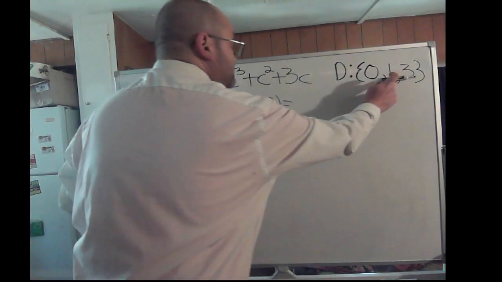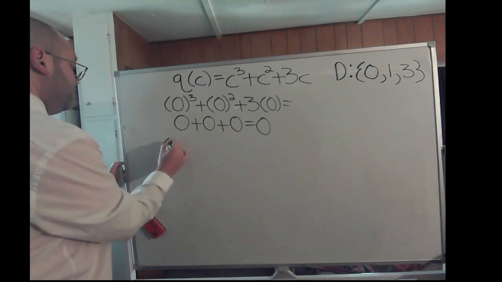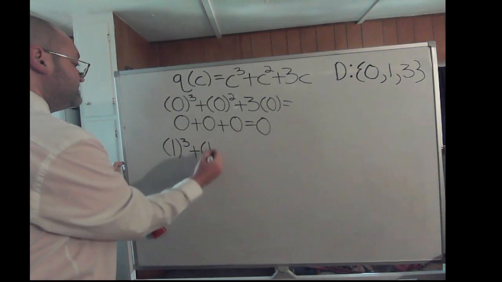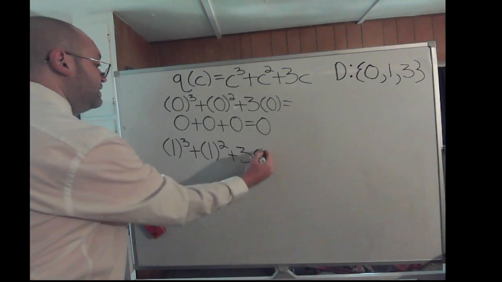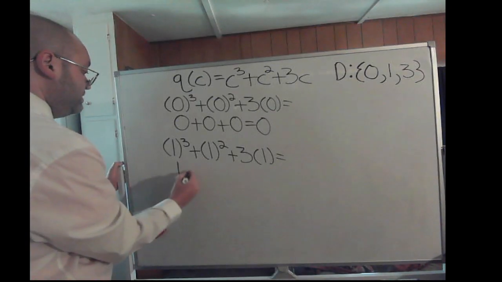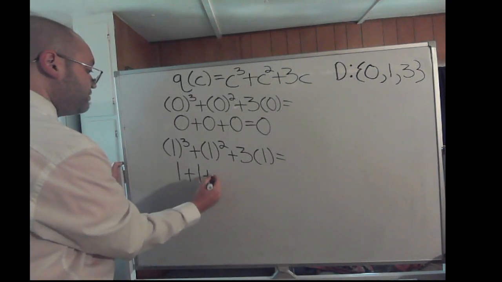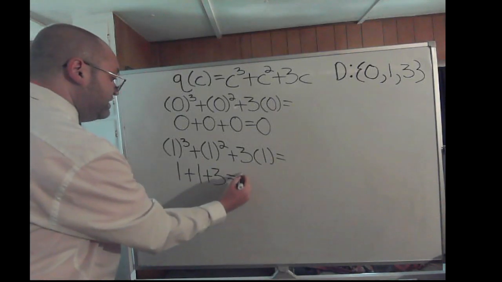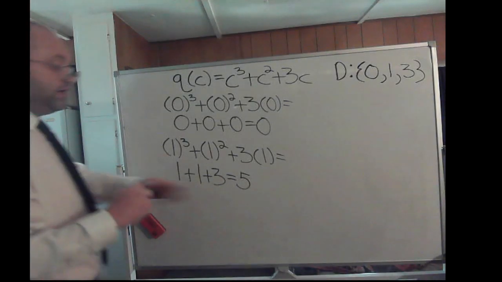Now take your next domain value of 1, put that in for the c. So you'll have 1 to the third plus 1 to the second plus 3 times 1. Well, we know 1 to the third is 1, plus 1 to the second, that's also 1, plus 3 times 1, that's 3. 1 plus 1 is 2, plus 3 is 5. So now we have another range value of 5.